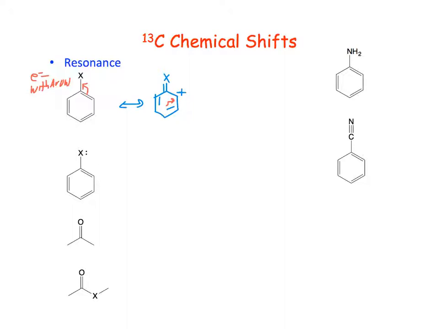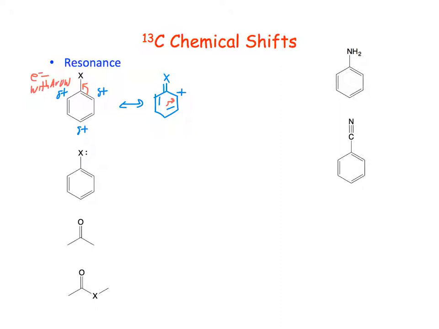And so what we end up with electron withdrawing groups is we have a delta plus here, a delta plus here, and a delta plus here, right? And when we add those delta plus groups, what's that going to do to the chemical shift? Right, it's going to cause more de-shielding, more downfield.